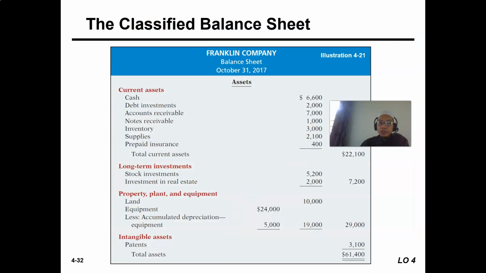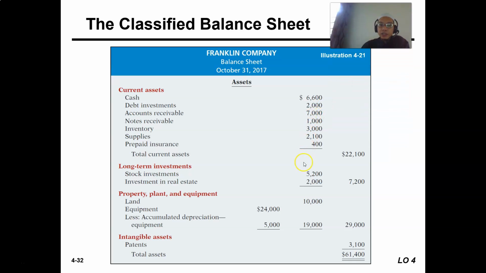Okay, so this is an example of the classified balance sheet. So this is derived from the same balance sheet. Is it the same one? No, it's a different balance sheet. Sorry, it's Franklin Company. We have looked into the Pioneer something in the previous videos. Okay, so this is a different company, but here in the balance sheet, all the accounts are grouped into the different types. The different classifications.